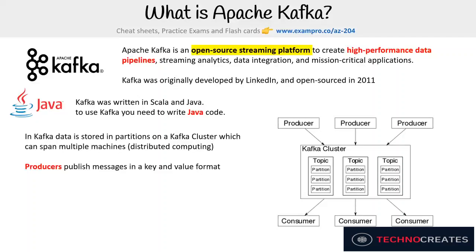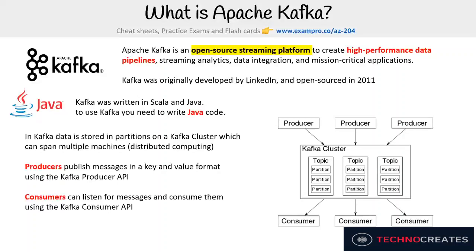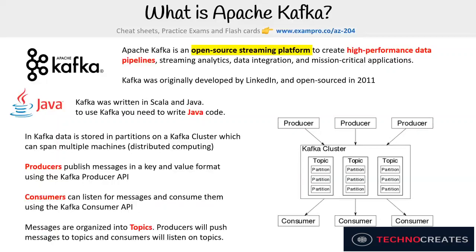You have producers via the Kafka Producer API. You have consumers via the Consumer API. Messages are organized into topics. Producers will push messages to topics. Consumers will listen on topics.